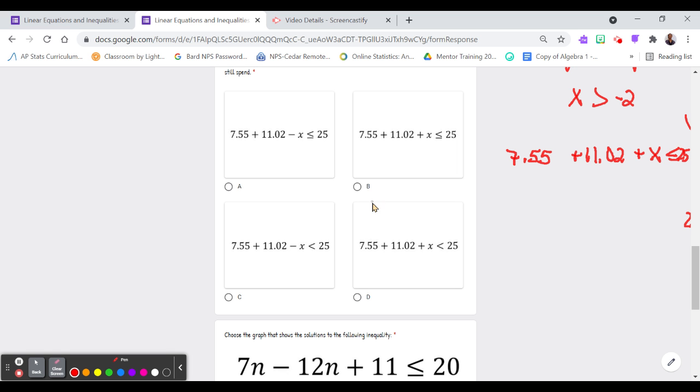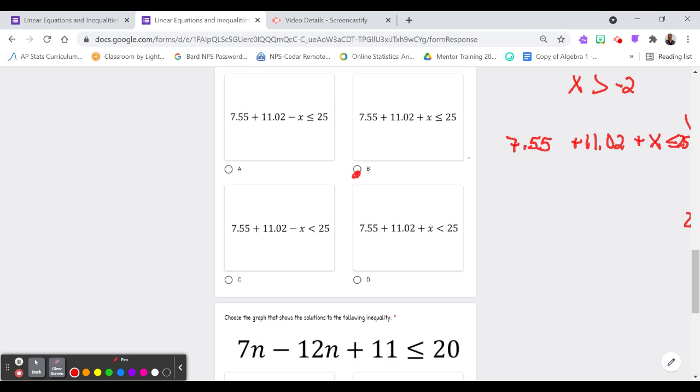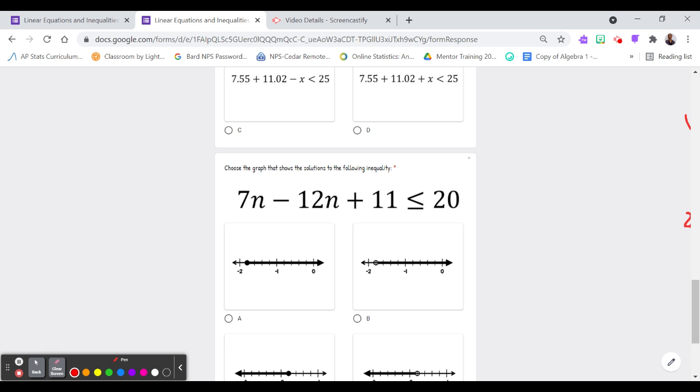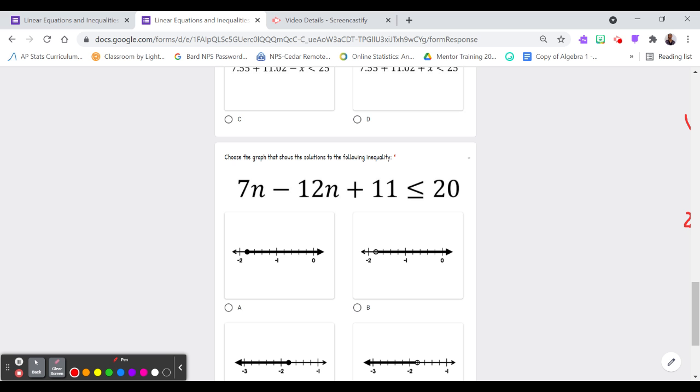So let's see. What models that? So we have 7.55 plus 11.02 plus x is less than or equal to 25. That's exactly what I wrote. So this is the one. Like I said, I like to write it out on my own first and then see which solution matches what I already have.